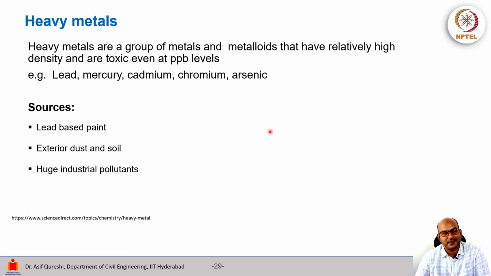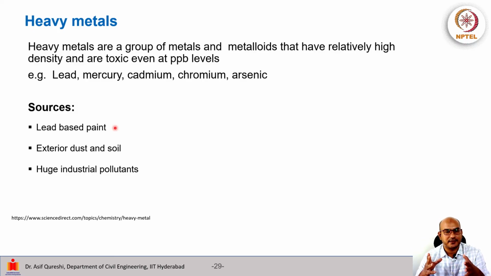Then another class would be the heavy metals, which are a group of metals and metalloids that have relatively high density, and they are also potentially toxic. Sometimes some of them are toxic even at ppb level. Examples here are lead, mercury, cadmium, chromium, and arsenic. These heavy metals can come into the indoor environment through lead-based paints. So this is more relevant for lead. Then through exterior dust and soil, they are carried inside.